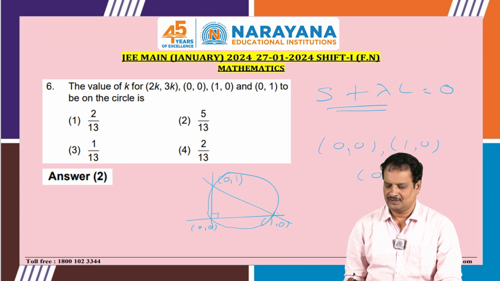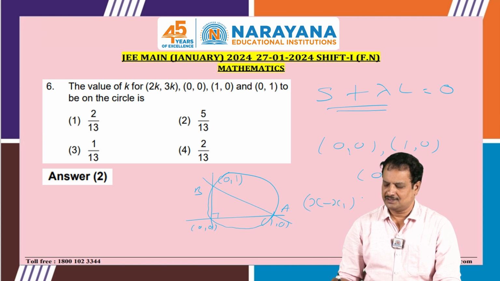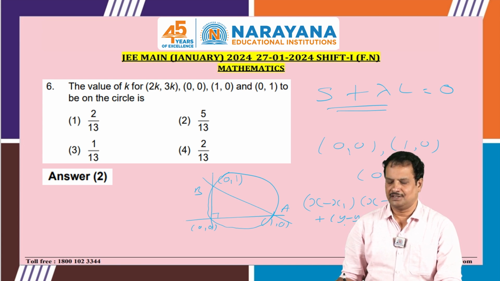What I mean is, this AB as a diameter. So what is the equation for this one? Simply, you can use (x minus x1)(x minus x2) plus (y minus y1)(y minus y2) equal to 0. This is a circle having (x1, y1) and (x2, y2) as the ends of the diameter.